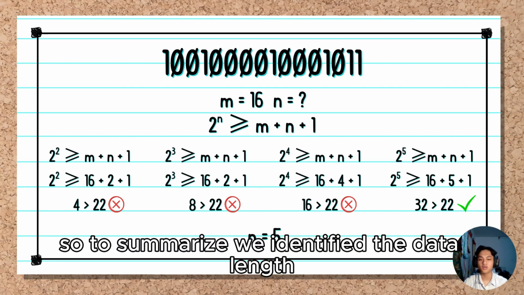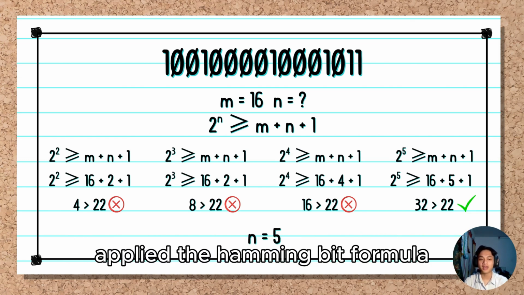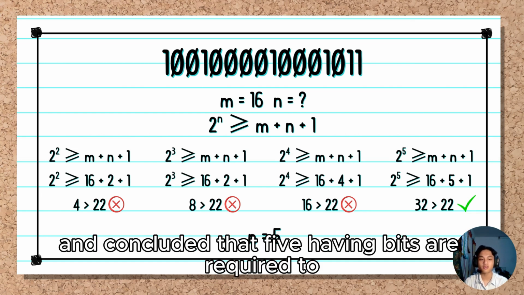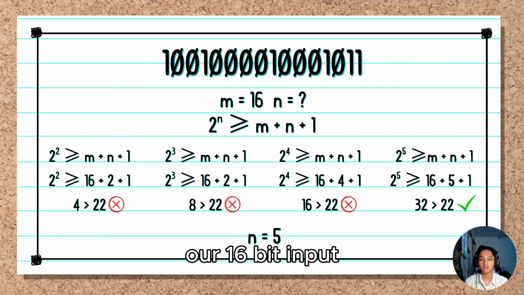So to summarize, we identified the data length, applied the Hamming bit formula, tested values, and concluded that 5 Hamming bits are required for our 16-bit input.